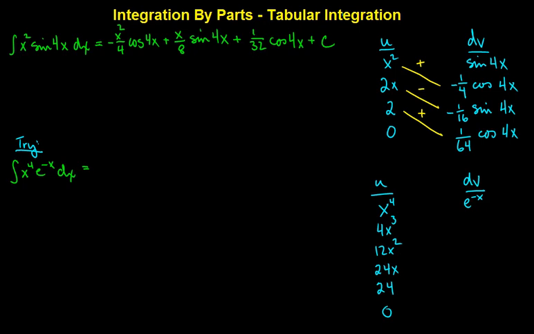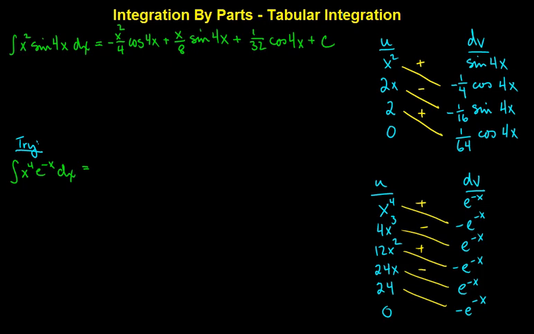and the integral of that will be negative e to the negative x. The integral of that will be positive e to the negative x, then negative, then positive, and finally negative. We'll make our stairs and the signs, positive, negative, and positive, and we're ready to put it all together.